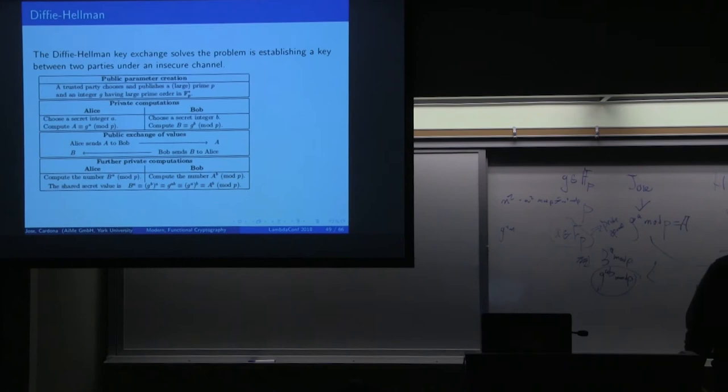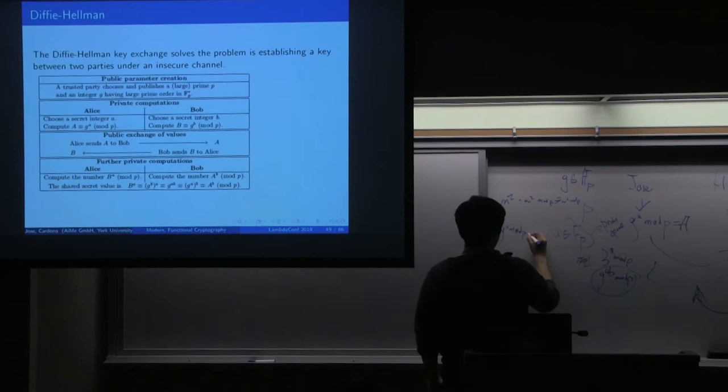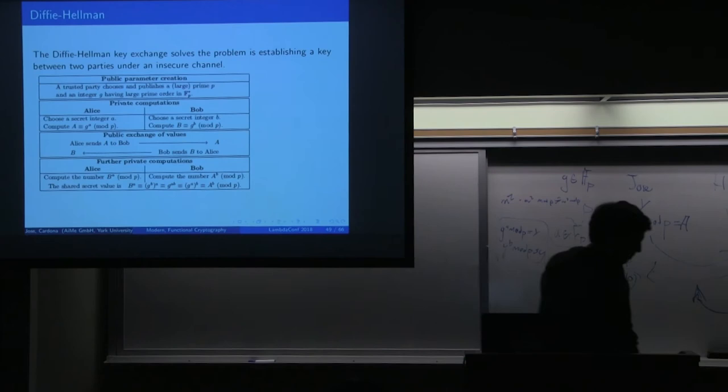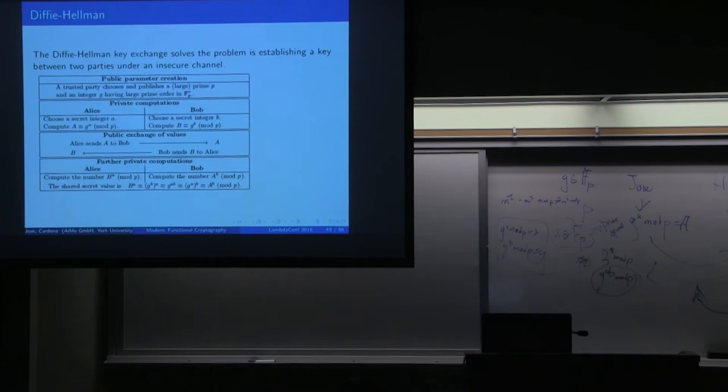But he needs to solve G to the A mod P is equal to some x, because remember, this is publicly known, or G to the B mod P. He needs to solve equations of this form. And to be clear, you can't combine the G to the B and the G to the A to get G to the AB, because that's the extra G.